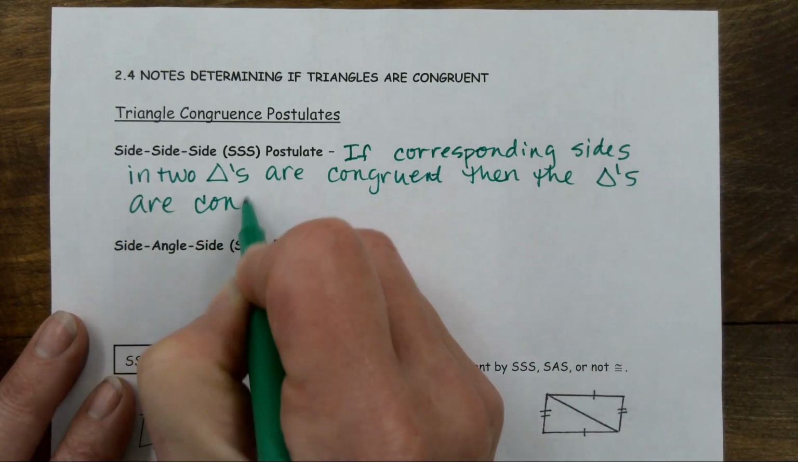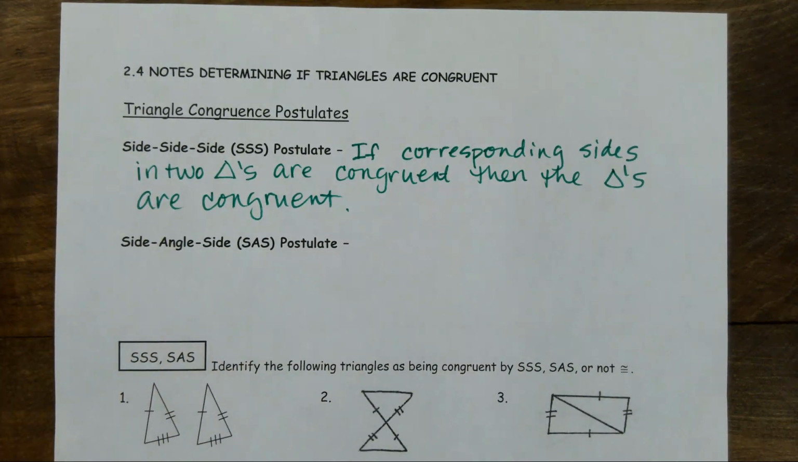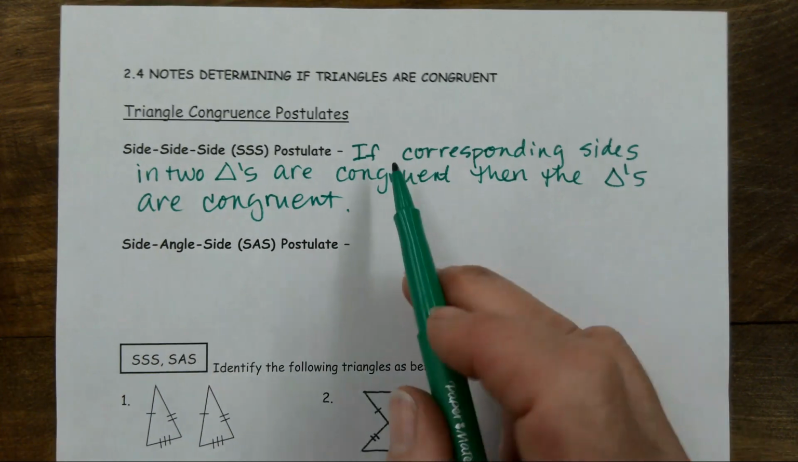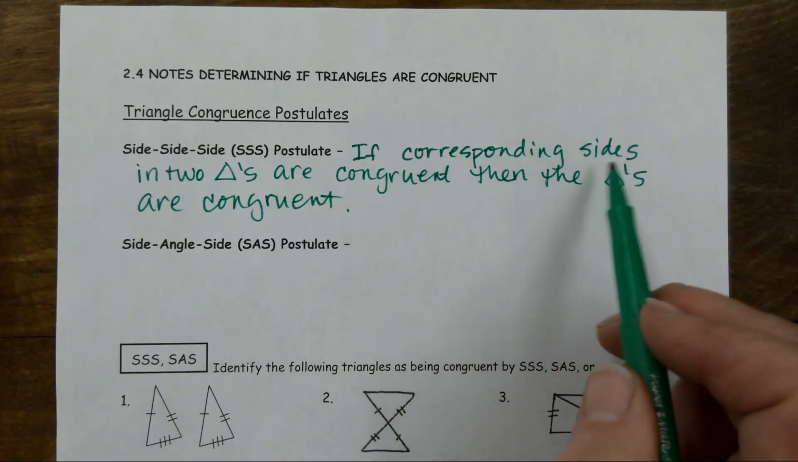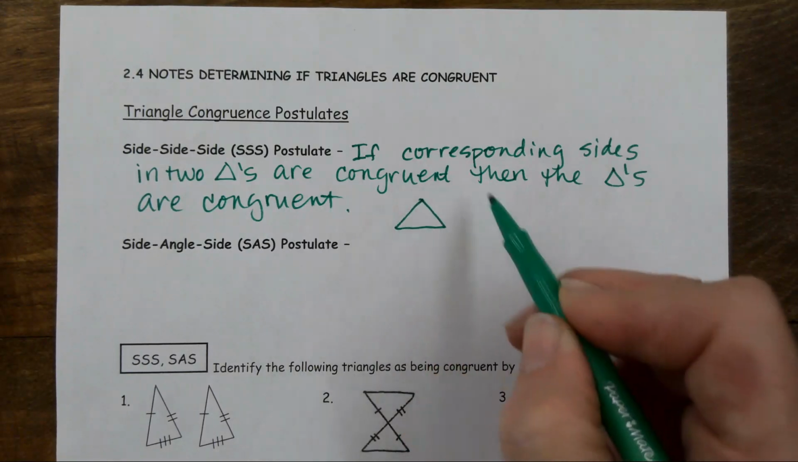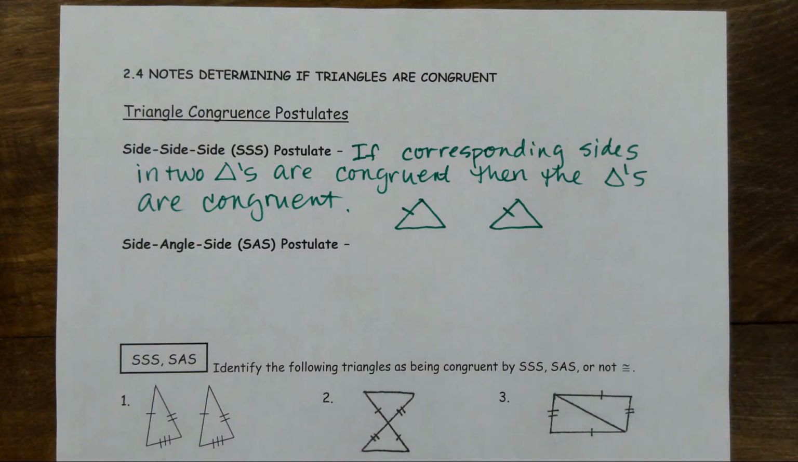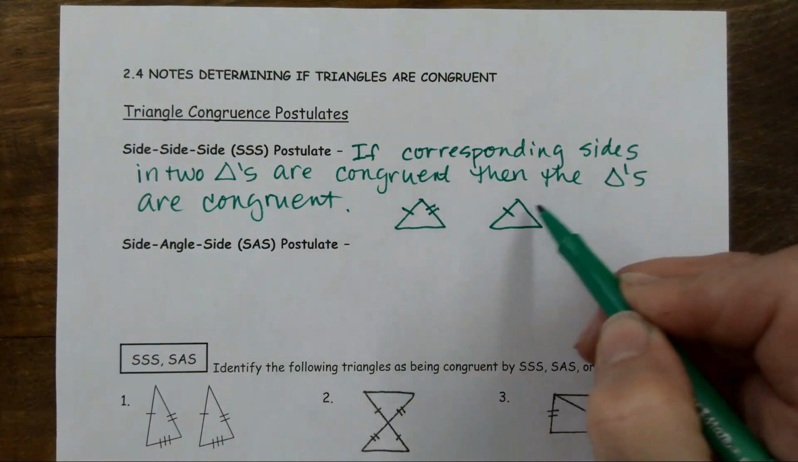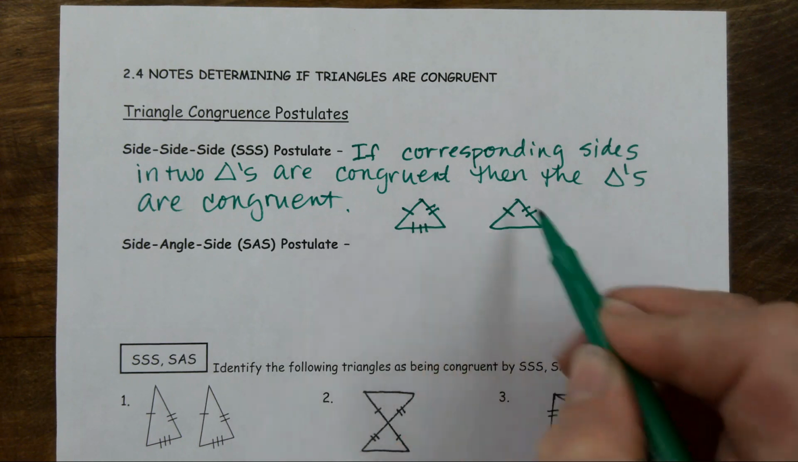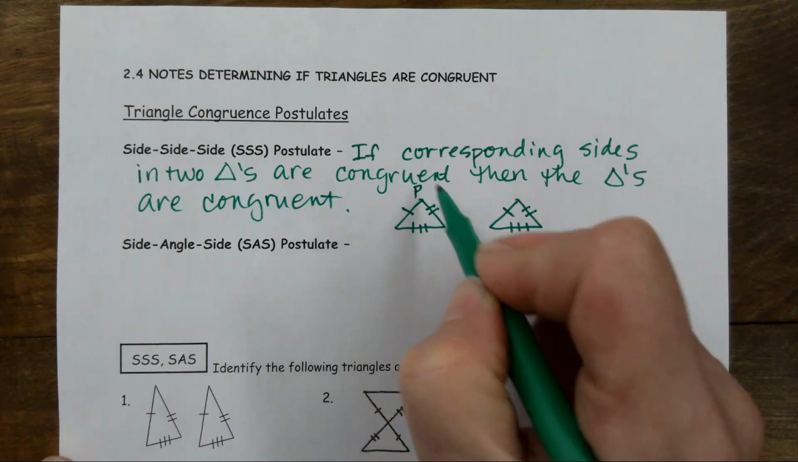I don't even need to know the angles, but I need all the sides. And so we mark it like, here's my two triangles. If I have a congruent side, if all the sides, all the corresponding sides are marked, then we would assume these triangles are congruent. So I'm going to call this triangle ABC.